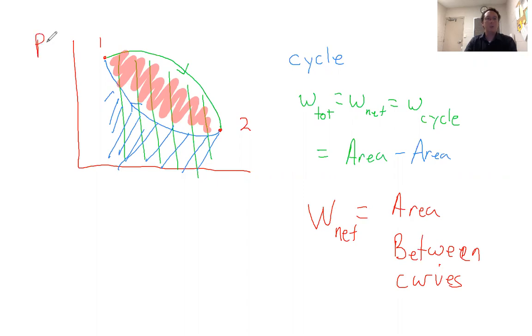Customarily, we always put pressure here. Well, we put volume at the bottom, customarily, whenever that's a relevant variable. So the area inside the curve gives you W net. Okay, so from a PV diagram, that's how you can interpret these integrals that we have been talking about.